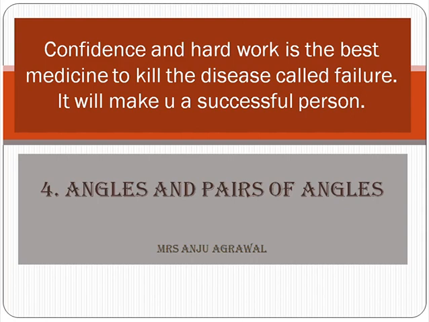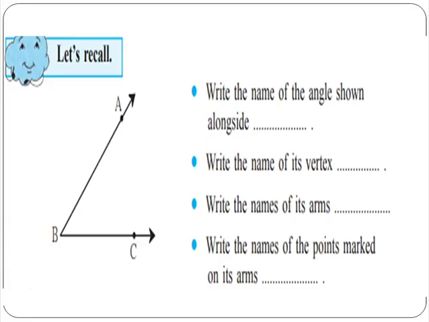Let us start with the fourth chapter, angles and pairs of angles. Let's recall. Here, the angle is shown alongside. You have to write the name of the angle shown alongside. If you're writing the name of the angle in three letters, we can write it as angle ABC or angle CBA, or you can write angle B in one letter. So the name of the angle shown alongside is angle ABC.